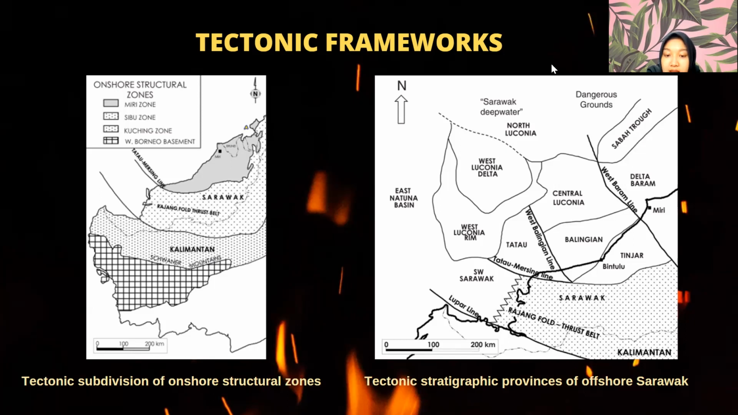And the Nyalau Formation comprises fluvio-estuarine and shallow marine sequences deposited in a mixed wave and tide influenced coastal depositional system. The Sarawak margin is subdivided into several tectonostratigraphic provinces, as shown in the right figure here.